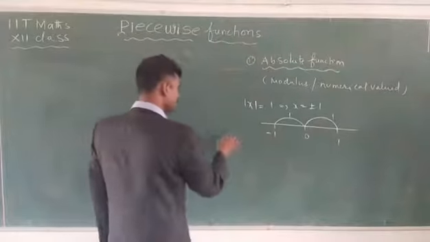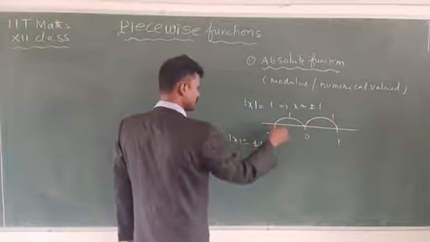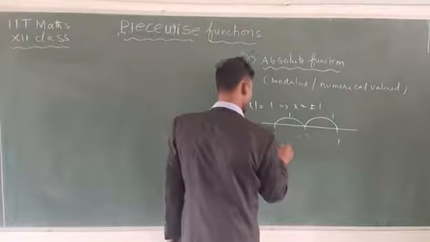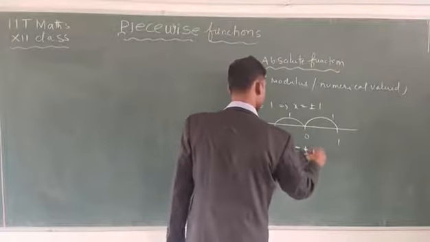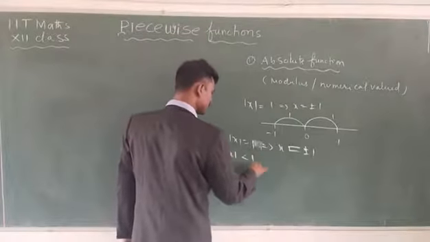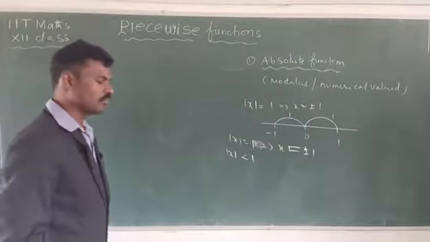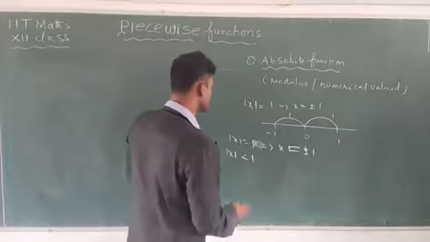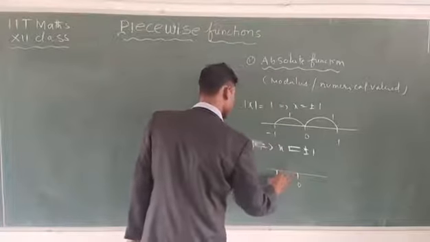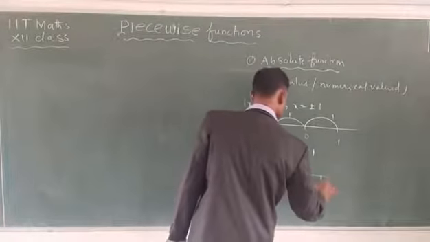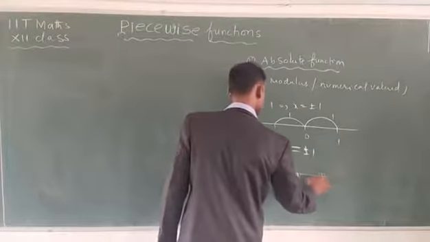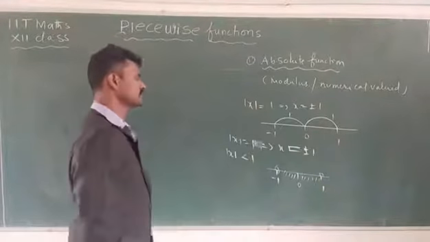Now see here, modulus of x is equal to 1, then x is equal to plus or minus 1. Now you can take modulus of x is less than 1. Modulus of x less than 1 means the distance from the origin to the left side is less than 1 unit and to the right side is less than 1 unit.